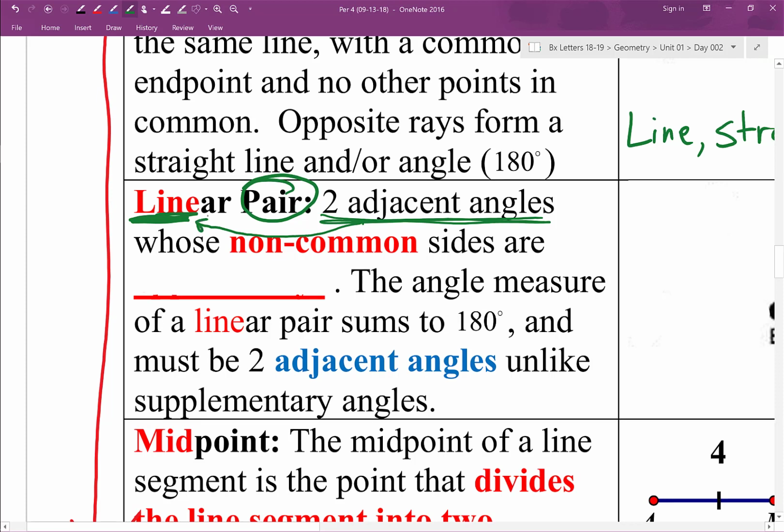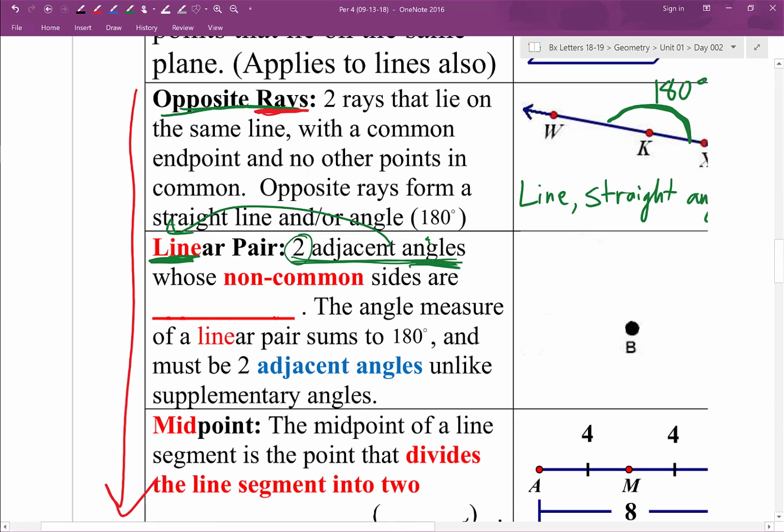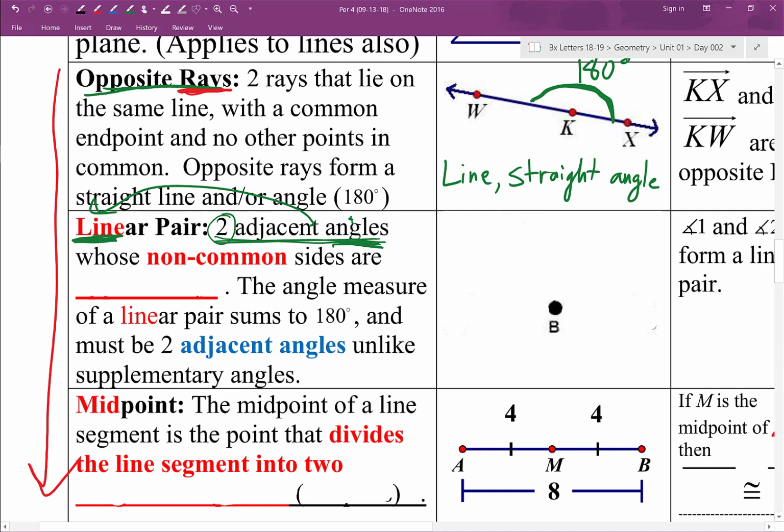Wait. It has to be linear. No, it doesn't. So if we look at the term linear pair, it looks like the thing that we have a pair of are angles because we have 2 of them. And what are these 2 adjacent angles? What thing do they need to create? Straight line. That's literally what a linear pair is. All that other stuff is whatever. All right?